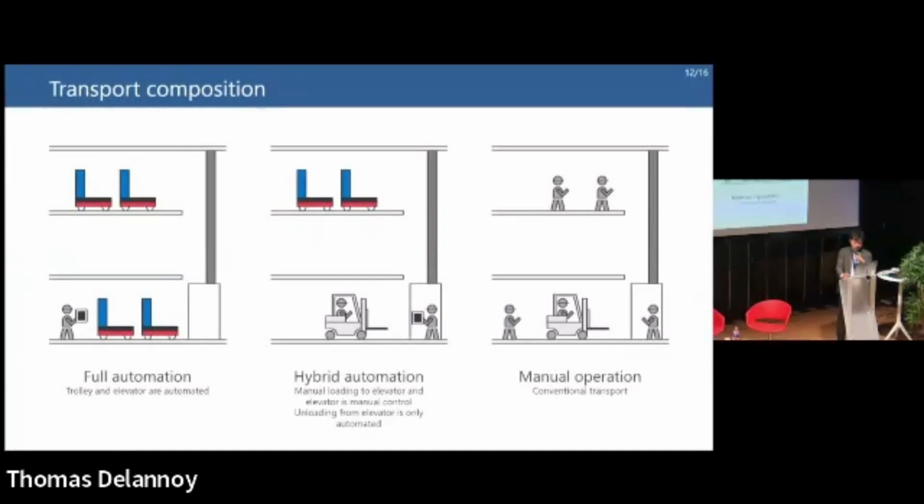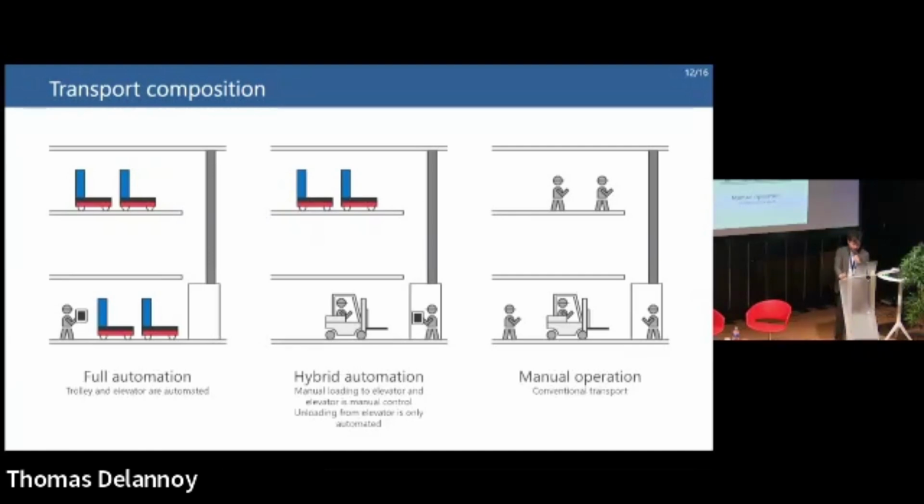This shows some transport compositions. The previous video shows a case where the trolleys on the first floor and upper floors and the elevator are automated, as shown on the left. In this case, the composition is one manager and 4 automated trolleys. In addition, as shown in the center, there is a hybrid automation that combines manual work. In this case, the transportation on the first floor and the elevator are manual, and only the upper floors are automated.